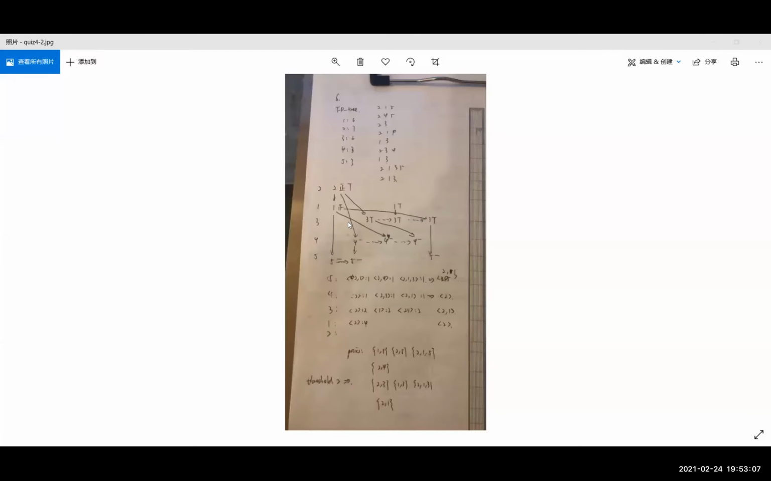Actually, I did it on the quiz, and do you need my process? I can share the screen because I saved my process. Yeah, I think we can definitely exchange our own solutions to see if it is right. Can you see that this is my process?